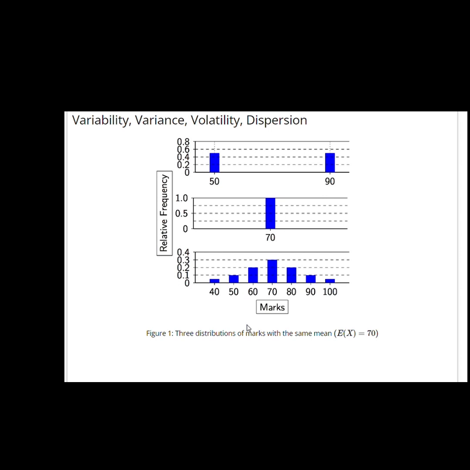How do these 3 distributions differ? They have the same mean, but they differ fundamentally in the distance from that mean. In the first distribution, the marks are very far from the mean value of 70. In the second, they're no distance at all from the mean, and the third is somewhere in between. They differ in terms of their variability, or their volatility, or the dispersion, the measure of which here will be the variance.